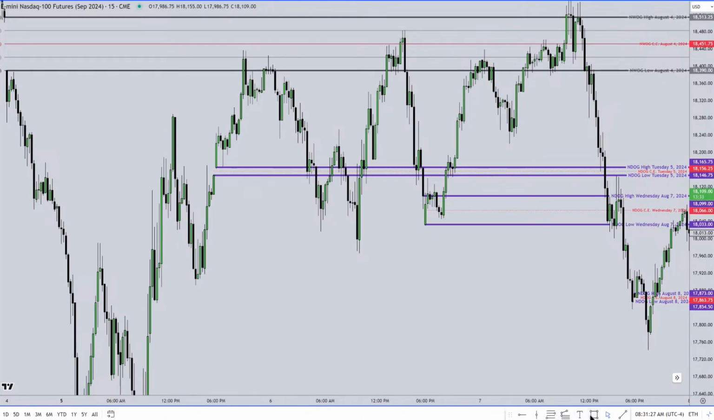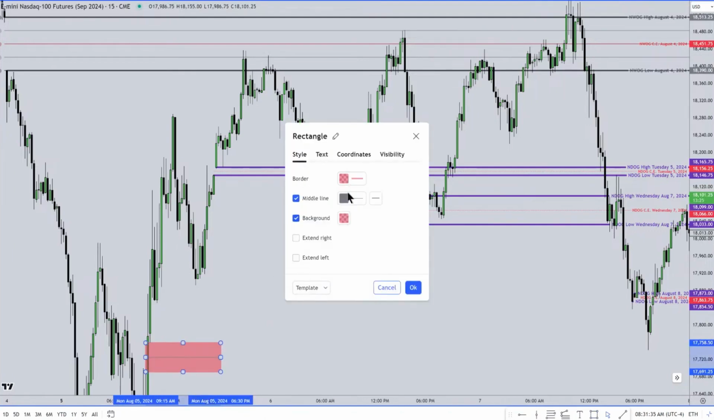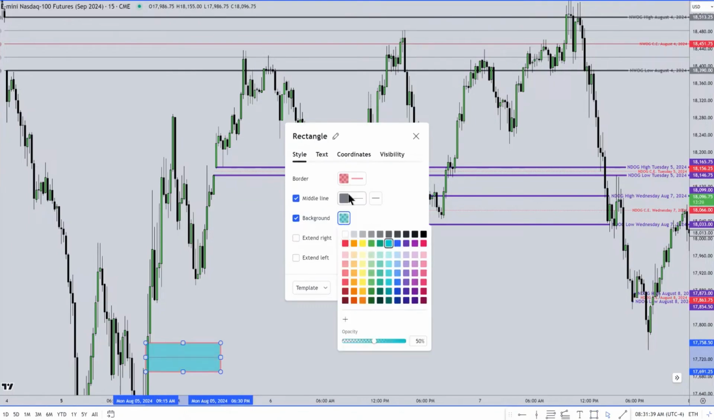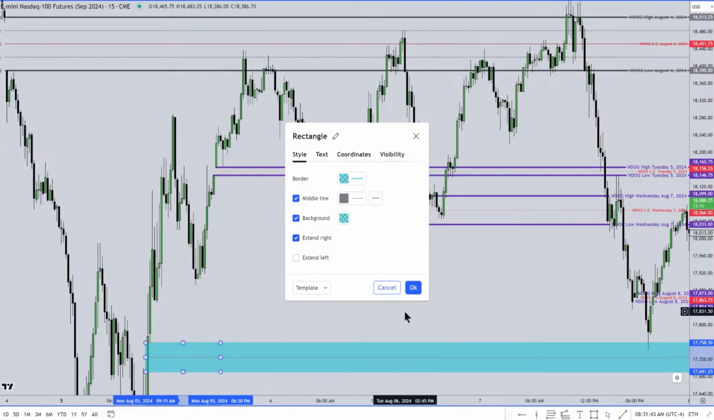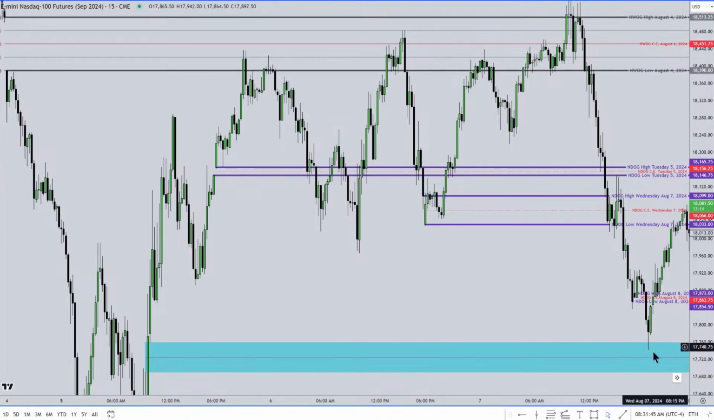Here, let me show you. Background, border, I'll extend it to the right. Okay, boom, trades down to the upper quadrant of that fair value gap, which is a buy side imbalance, sell side inefficiency. Okay, let's just put some juice on this a little bit.